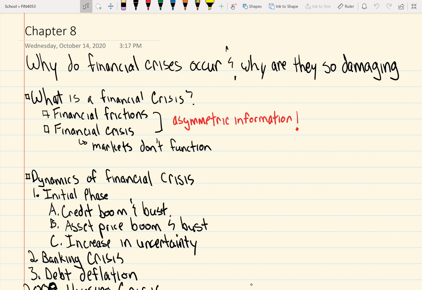So what is a financial crisis? First, they talk about financial frictions, which is essentially any barrier to savers and borrowers and households and firms to exchange funds and credit. If you can imagine, in the worst possible case, there are no banks, so you can't invest, you can't keep your money anywhere, you can't get a mortgage, you can't get a loan for a car. Obviously, this would be terrible. And a financial crisis is essentially when those markets don't function.